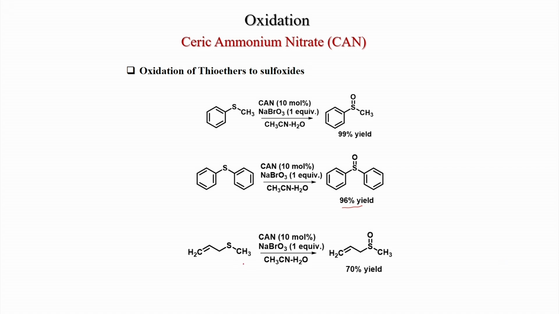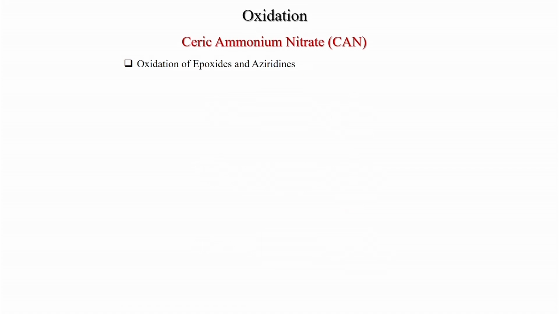Also where both alkyl groups are there on sulfur, this is also oxidized, one allyl and methyl group is there, under ceric ammonium nitrate 10 mole percent, sodium bromate 1 equivalent and acetonitrile water, it gives 70% yield of the sulfoxide product. Oxidation of epoxides and aziridines, ceric ammonium nitrate also performs this reaction. Here you can see this epoxide is there, styrene epoxide, and it is treated with 0.1 equivalent of ceric ammonium nitrate and 1 equivalent of N-bromosuccinimide.